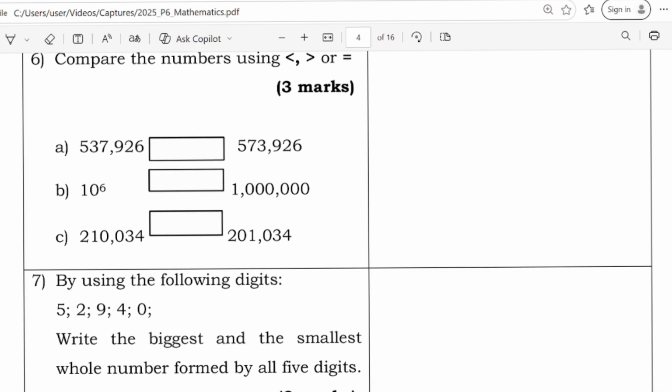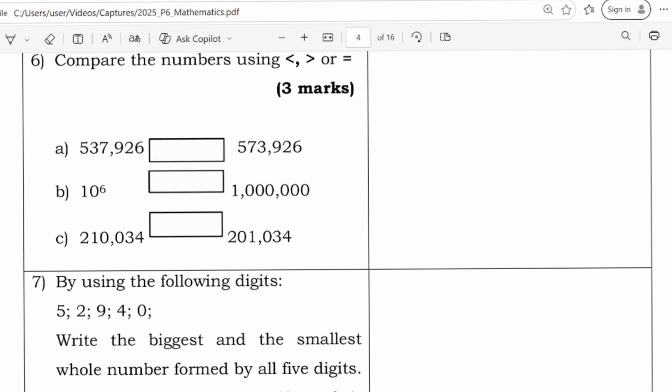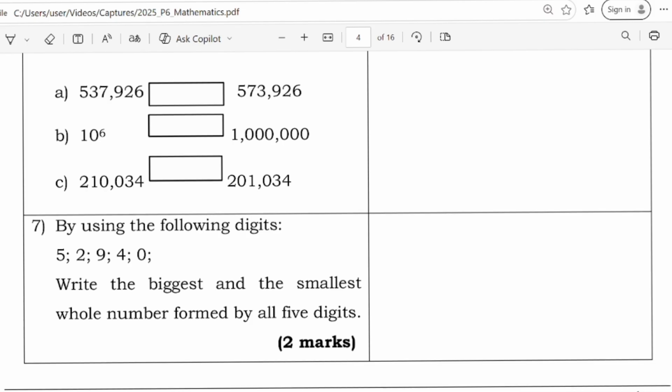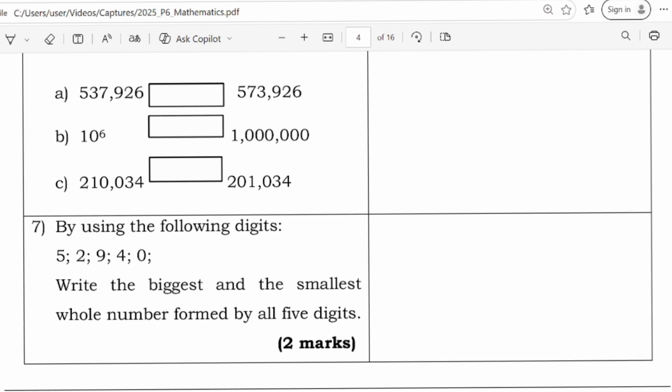Number 6 was about comparison by using greater than, less than, or equal. For instance, in question A, you see that 573,000 is greater than 537,000. And then in B, 10 power 6 and 1 million are equal, because 10 power 6 is equal to a million. So I think B is equal. And then you should also try the next one.